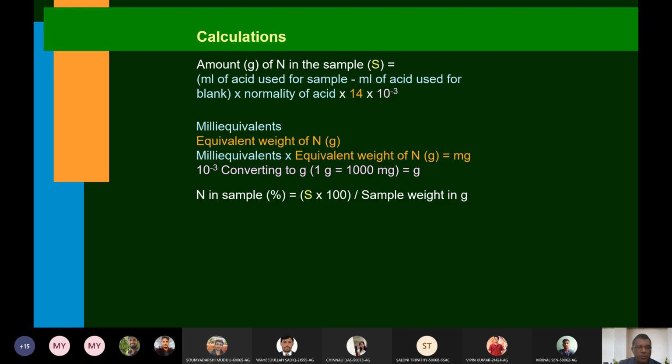Now you want to know the percentage. Now you know the weight of the sample, you know the weight of the nitrogen in the sample. So see the last line: nitrogen in the sample S into 100 divided by sample weight in gram. By this formula, you can get the nitrogen percentage in the sample. So this is the calculation. Any problem in this calculation?